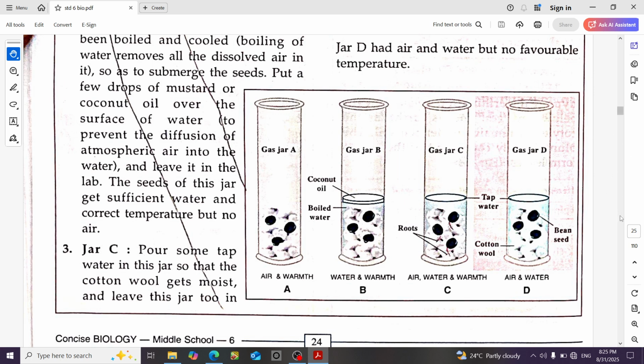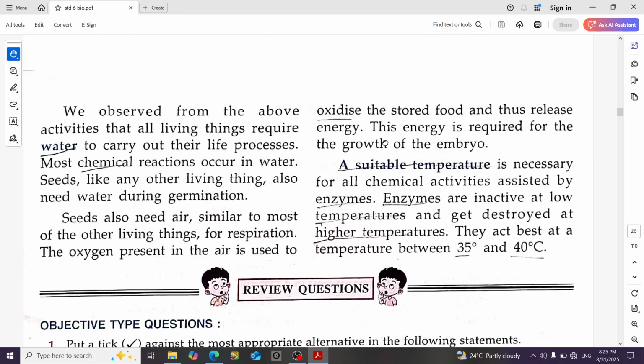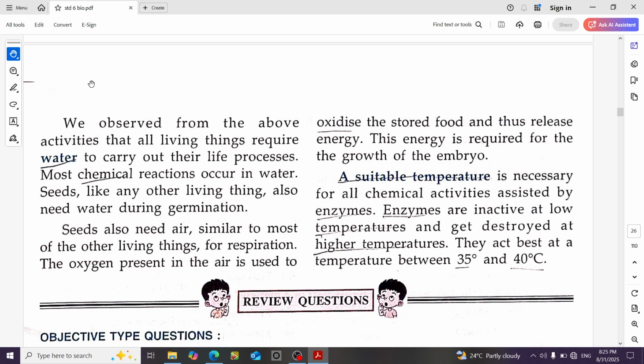You already know what are the favorable conditions required for the growth of the seeds. Let's go ahead now. So it is observed from all these activities that they require water. Most chemical reactions occur in water. Water is essential for all living things.